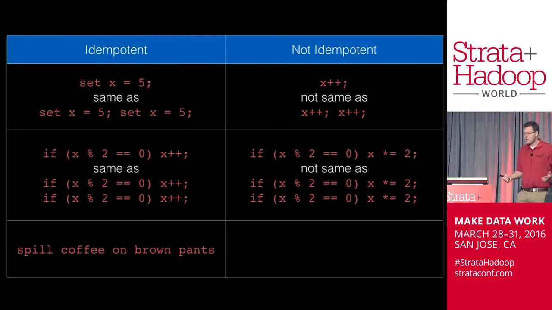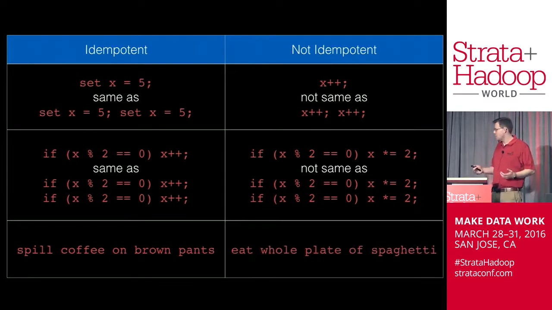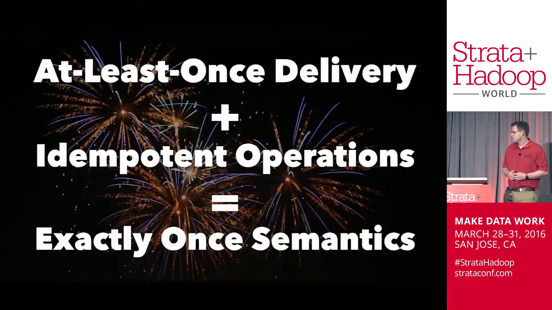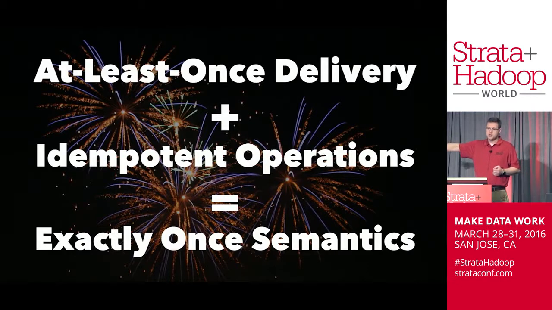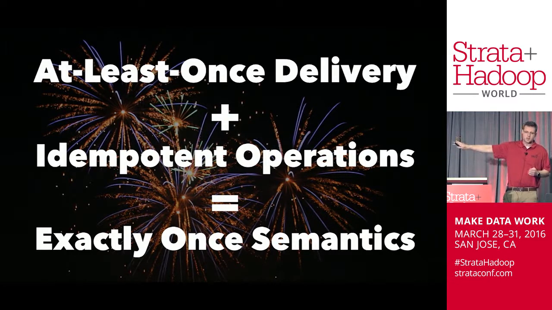If I spill coffee on my brown pants, I do this more than once, it's not so big a deal. If I eat a whole plate of spaghetti, there's a big difference in eating 1 whole plate of spaghetti and eating 2 whole plates of spaghetti. So this is sort of how we get exactly once semantics. How we can say we're processing things precisely is by combining at least once delivery with idempotent operations. And it is a lot easier to get idempotent operations if you've got transactional stream processing.